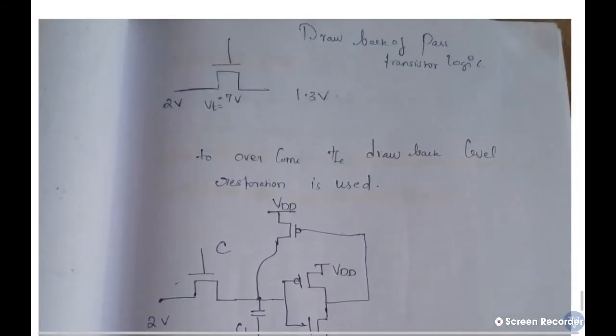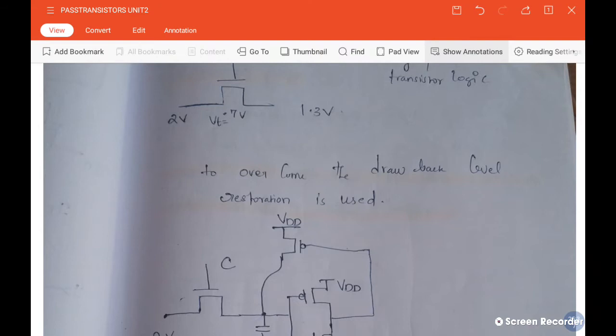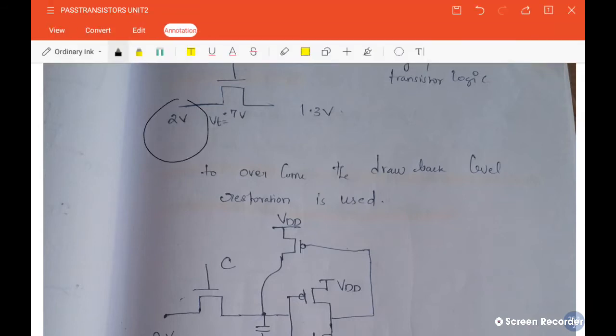The last topic in pass transistor is studying the drawback of pass transistor logic. As I said already, pass transistors in NMOS actually pass a degraded high signal. That is, when the input is 1, it passes in a degraded way. For example, if your input is 2 volt, which is available at the source, when the gate is on for the NMOS, what we expect is that the same 2 volt must arrive at the output. But actually what arrives is only 1.3 volt.